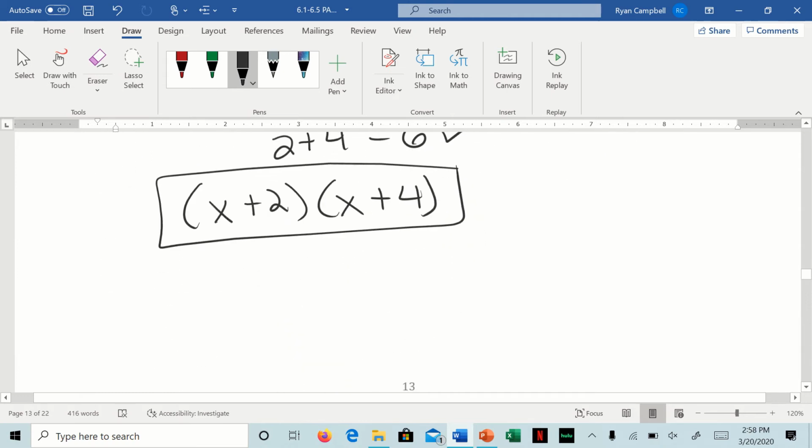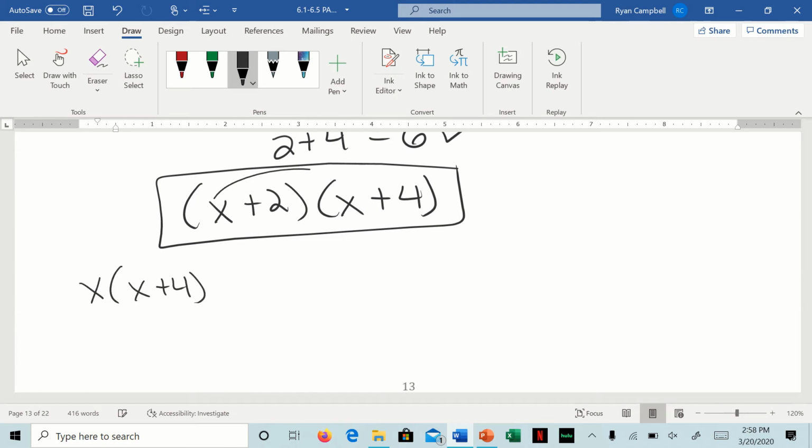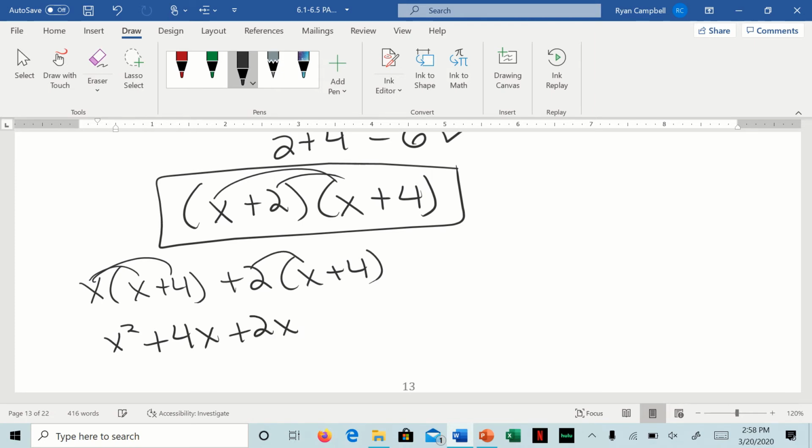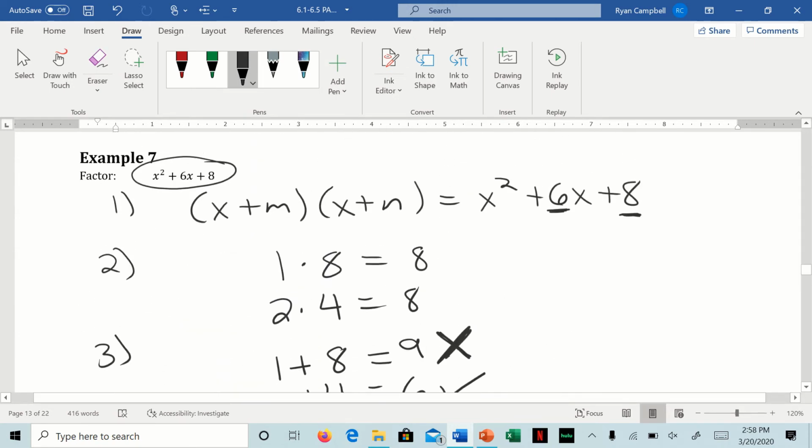So if we multiply these out, right? So we get x times x plus 4 plus 2 times x plus 4. X times x is x squared. X times 4 is 4x. 2 times x is 2x. 2 times 4 is 8. When we combine like terms inside, 2x plus 4x is 6x. Which, if we notice, that was exactly what we started with. So we know we did it right.